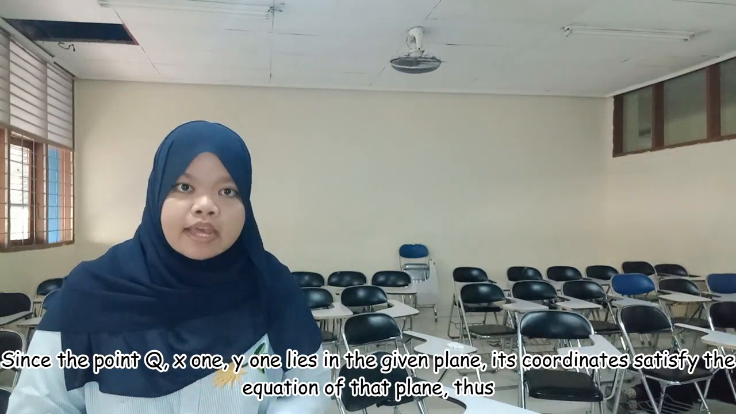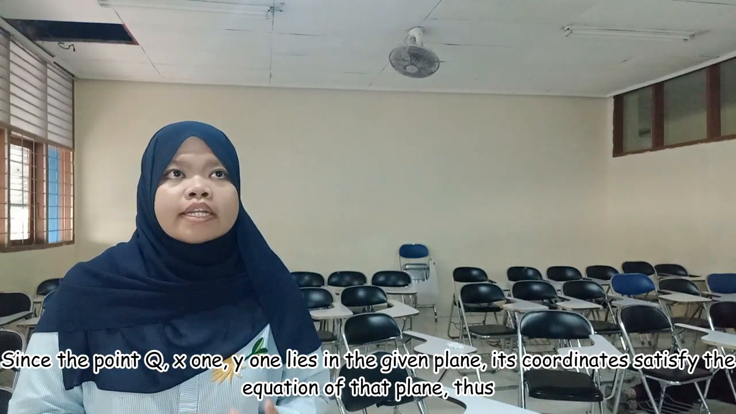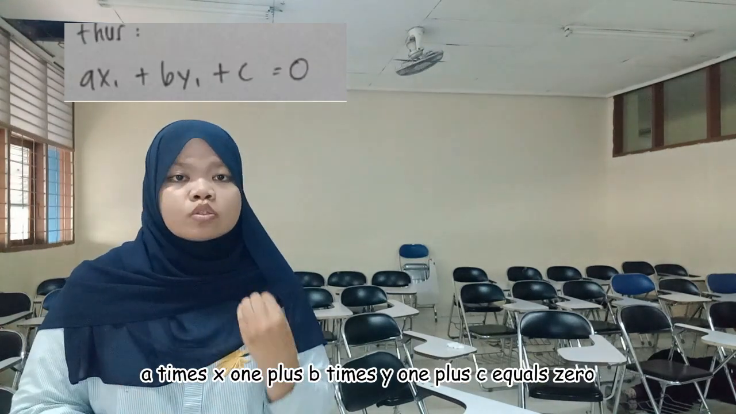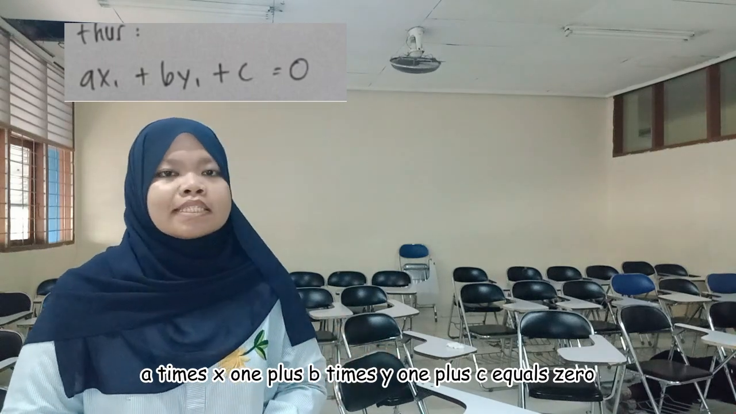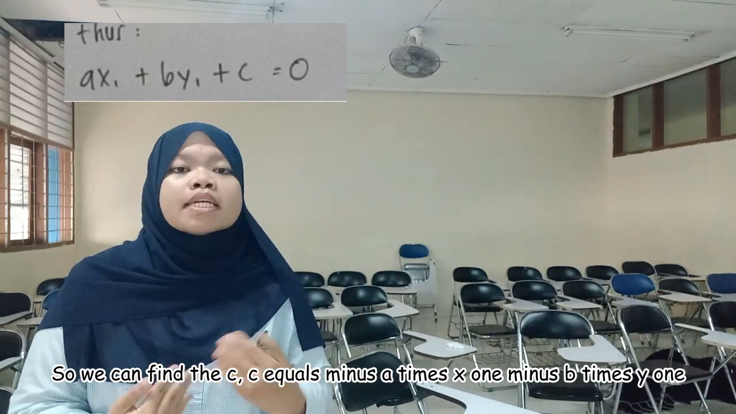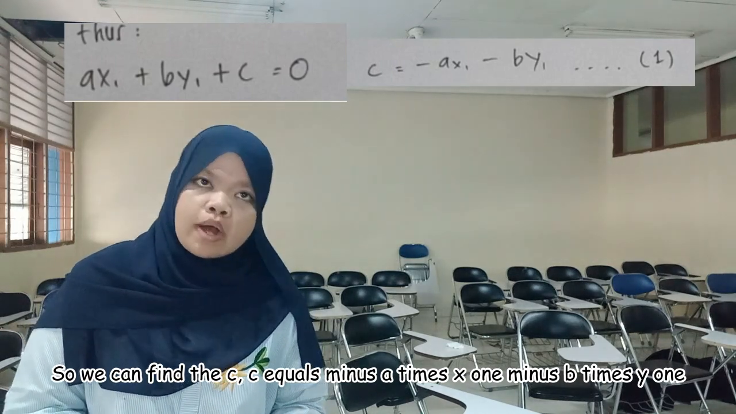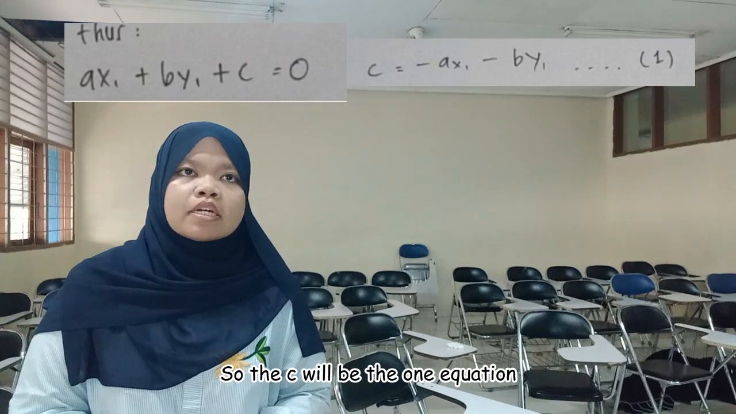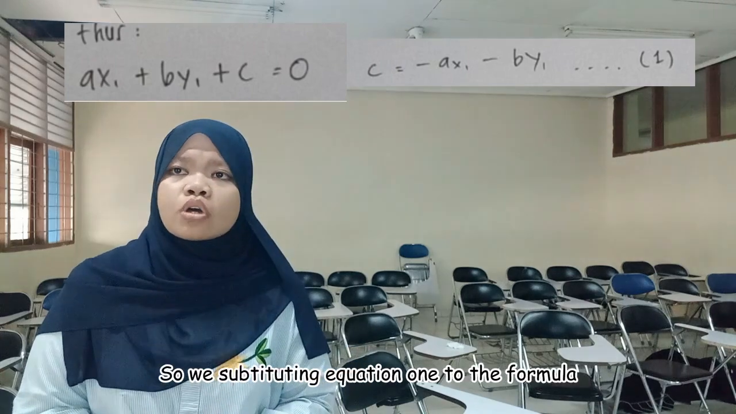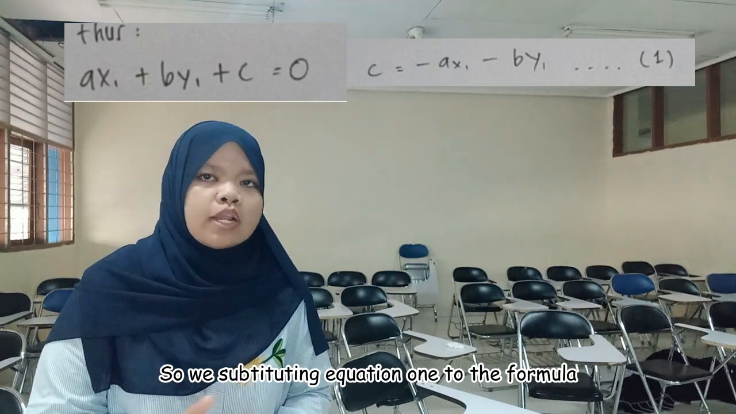Since the point P(x1, y1) lies in the given plane, its coordinates satisfy the equation of that plane. Thus, a x1 plus b y1 plus c equals 0. So we can find c: c equals minus a x1 minus b y1. This c will be one equation, or we call this equation one.